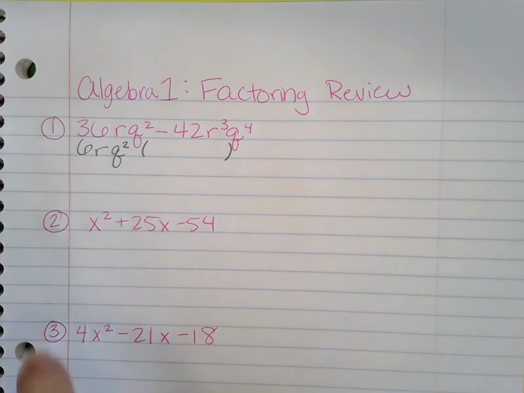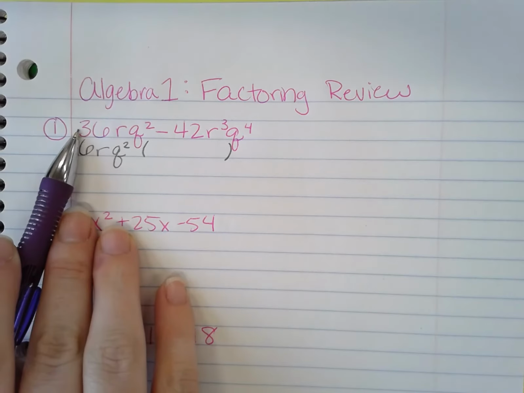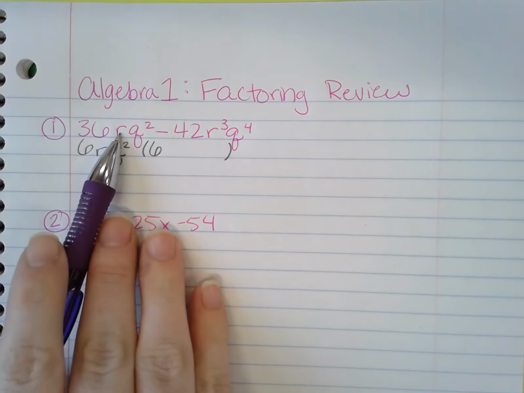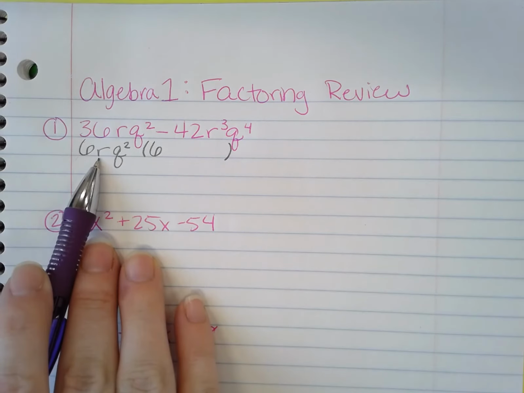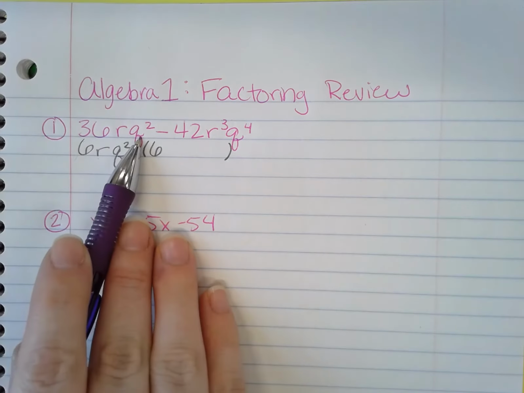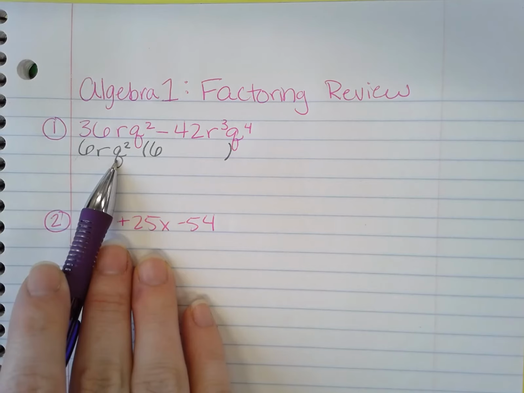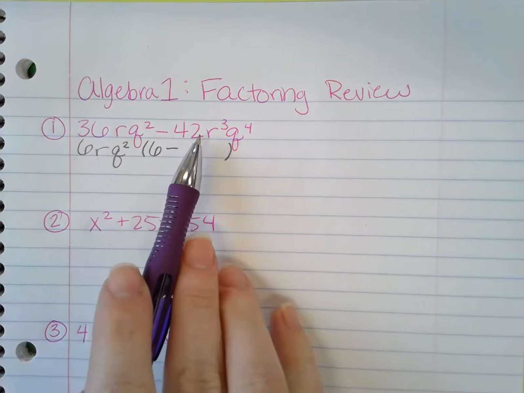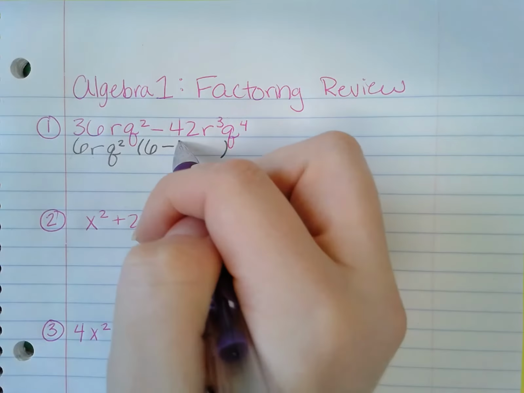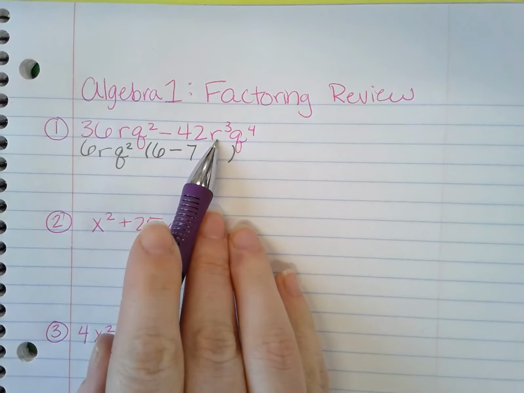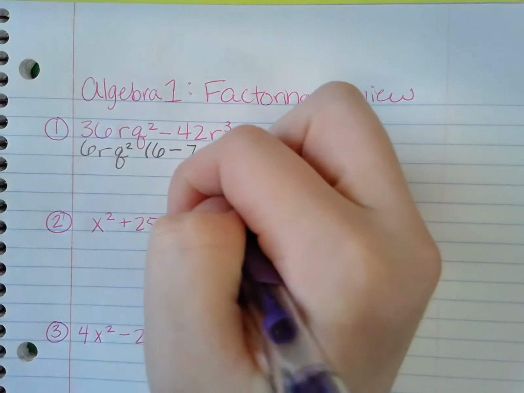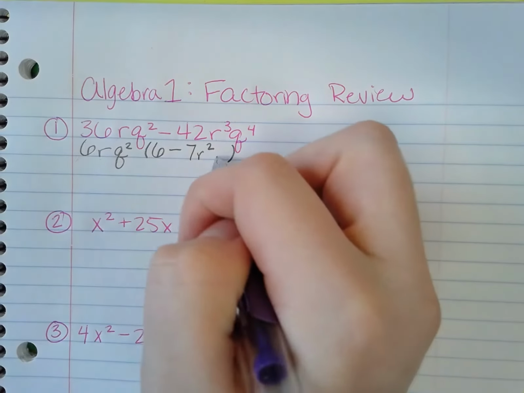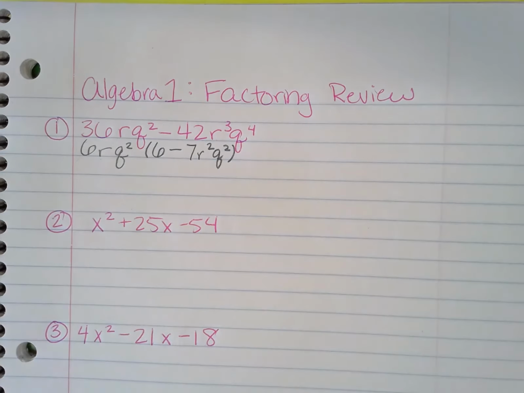So for the large numbers, I have to divide. 36 divided by 6 leaves me with another 6. R to the first, if I took one out, I don't have any left with this 6. Q to the second, again, if I take 2 away from 2, I don't have any left. I keep the minus sign in between, and then 42 divided by 6 gives me 7. R to the third, if I take 1 away from R to the third, I'm left with R to the second. Q to the fourth, if I take 2 out, I'm left with Q to the second. And that is my final answer for number 1.